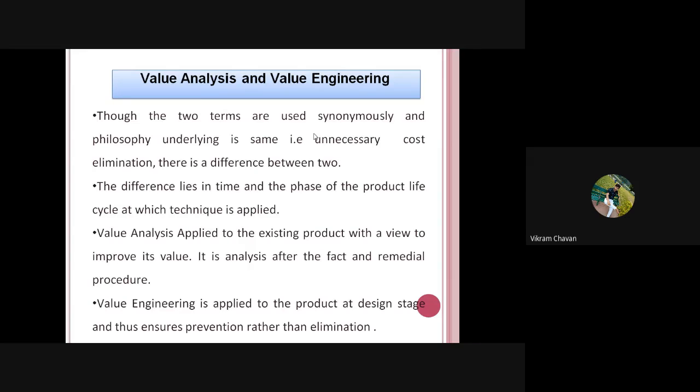Value engineering is applied at design stage. Value engineering is applied to the product at design stage, and thus ensures prevention rather than elimination. Okay, have you noted everything?